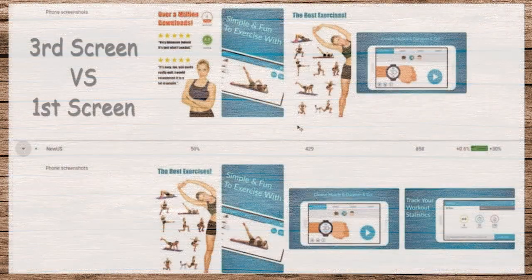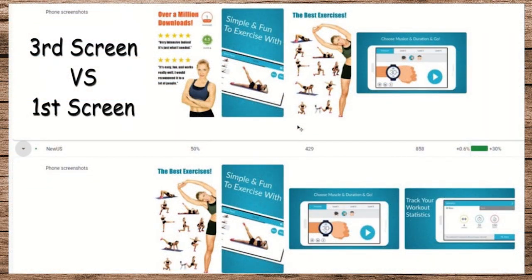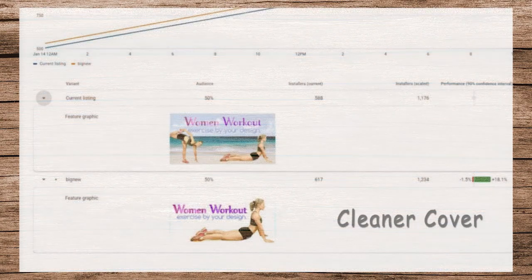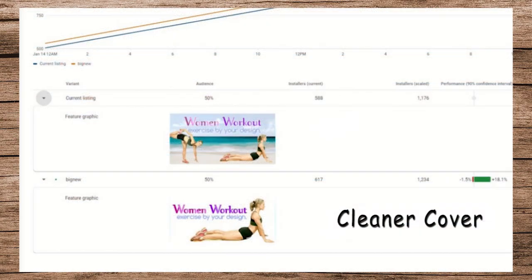Next, third screen versus first screen. We took the third screen and moved it here, and as you can see, plus 30% in conversions. Okay, it functioned much better than this one. Amazing. Next one, 2 different covers. Again, this one is more complicated. This one is the clean, smooth one, and as you can see, plus 18% in conversion.